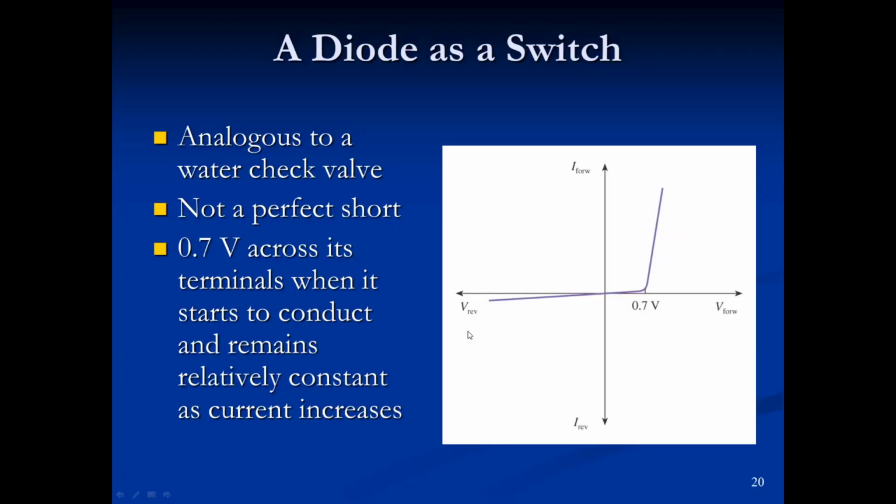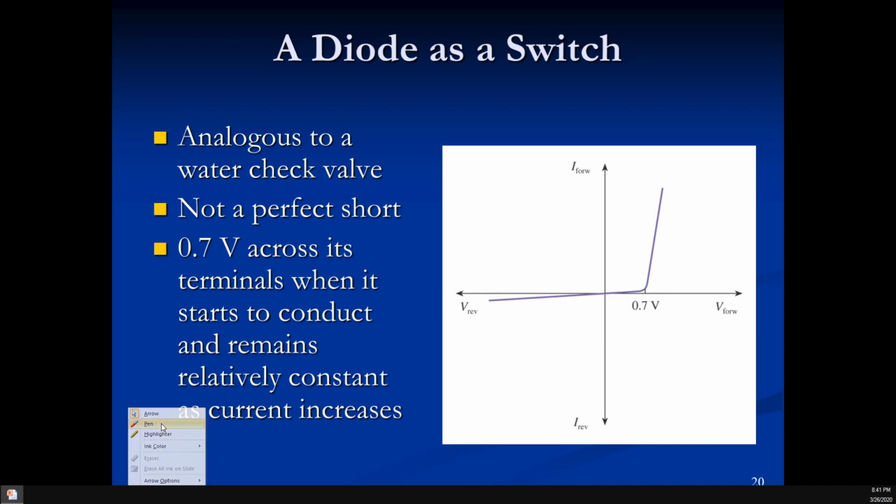So the thing about a diode, though, is that it's not a perfect short. As we said, with ideal switches, we would want the resistance to be 0 ohms, a perfect short, no voltage drop whatsoever. Unfortunately, with a diode, there is a voltage drop, and it's about 0.7 volts, and it's pretty consistent.